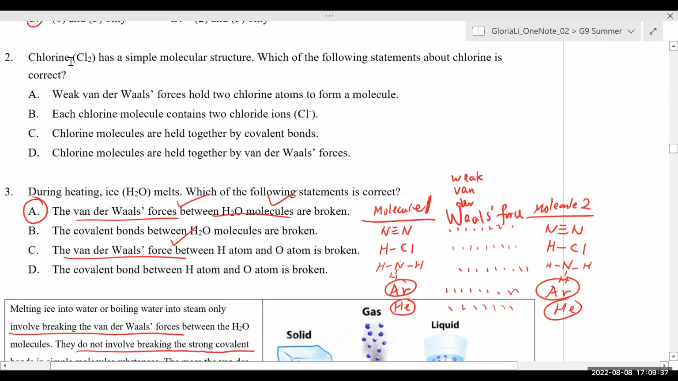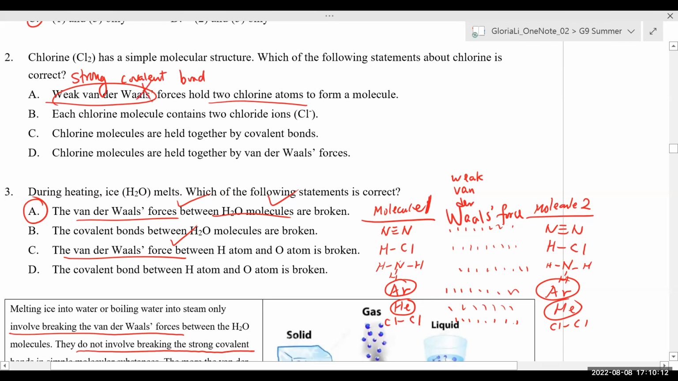And now question 2, chlorine has a simple molecular structure. What does it mean? It will be Cl2. So chlorine molecules, again, are held by weak van der Waals force. So you are asked which of the statements is correct. First one, weak van der Waals force holds the 2 chlorine atoms to form a molecule. Do you agree? The force holding the 2 atoms together is called strong covalent bond instead of weak van der Waals force.